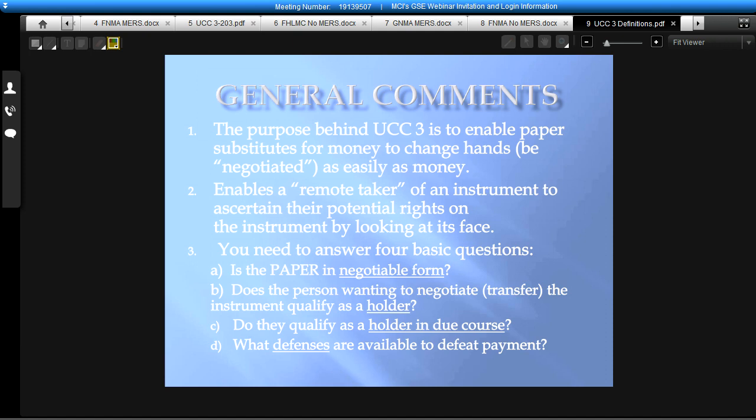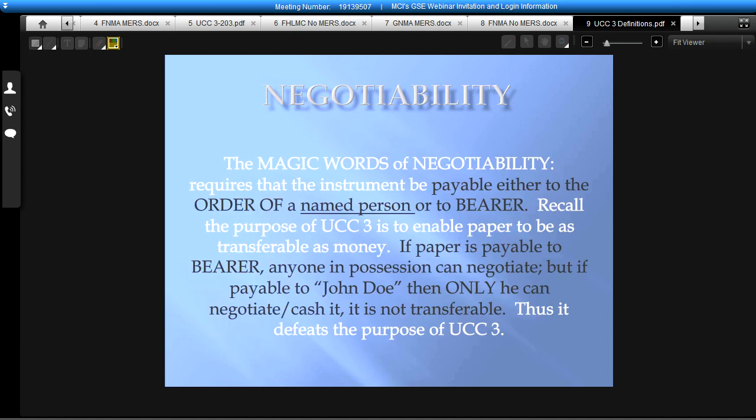Negotiability. The magic words of negotiability require that the instrument be payable to either the order of a named person or bearer. Recall, the purpose of UCC 3 is to enable paper to be as transferable as money. If paper is payable to bearer, anyone in possession can negotiate. But if payable to John Doe, then only he can negotiate, cash it, and it is not transferable. Thus, it would defeat the purpose of UCC 3.